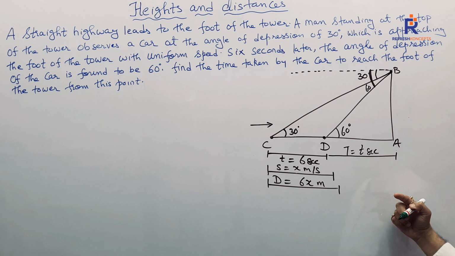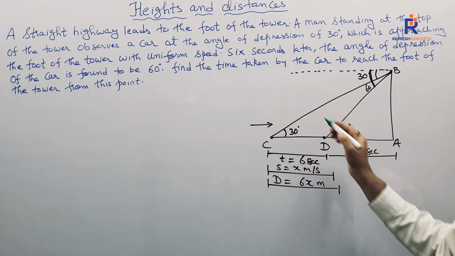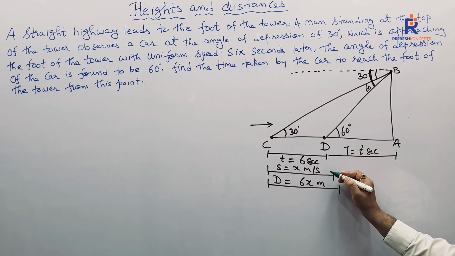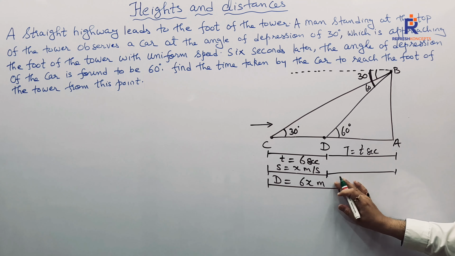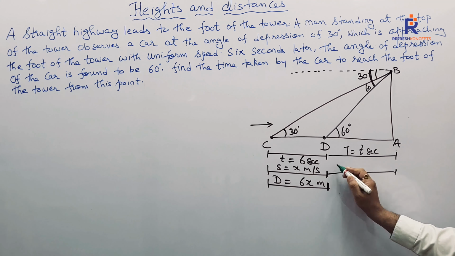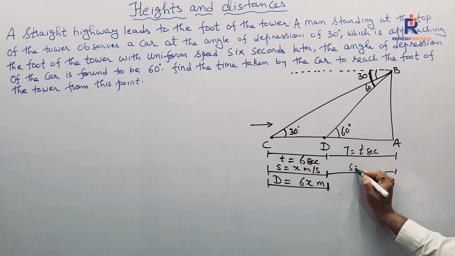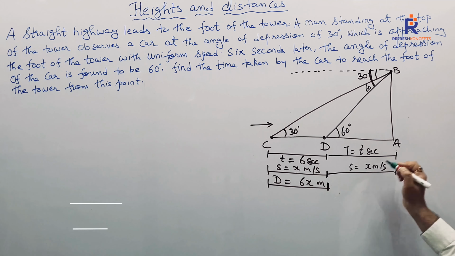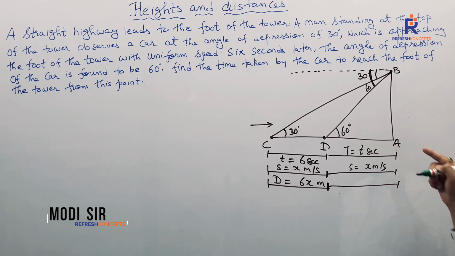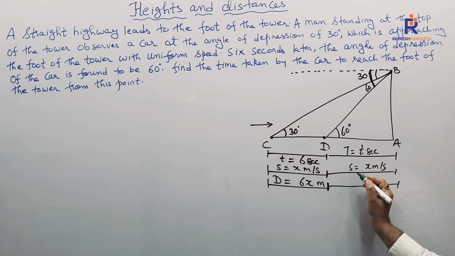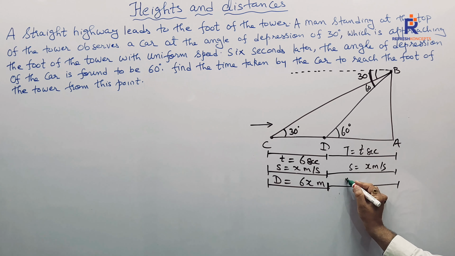Don't you think it has been clearly stated that the car is moving with a uniform speed? So the speed from point D to point A is again the same, x meters per second. Then what shall be the distance from D to A? Distance from D to A is again speed into time, so distance is going to be xt meter.